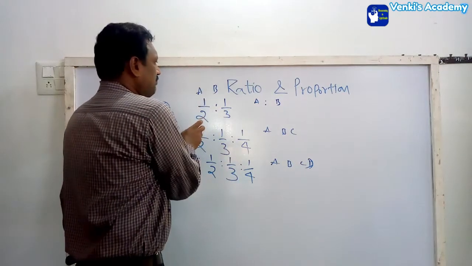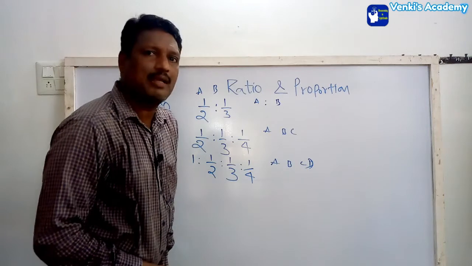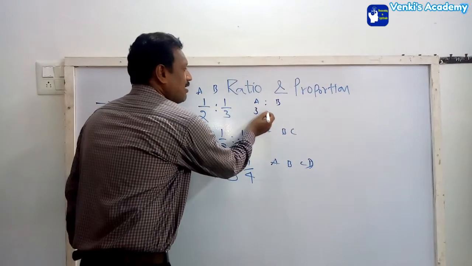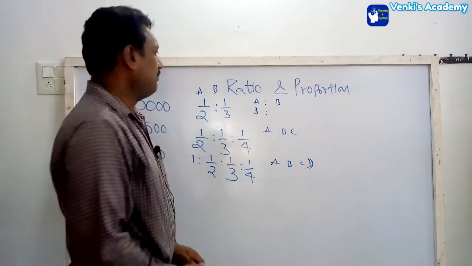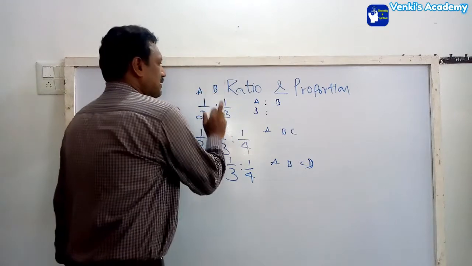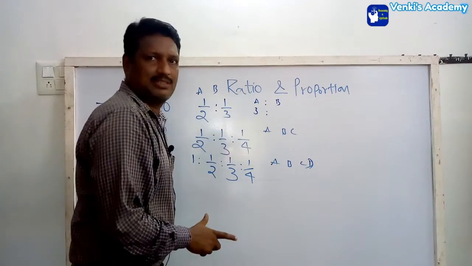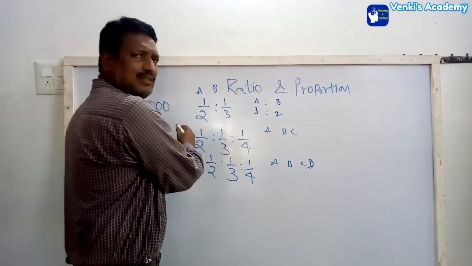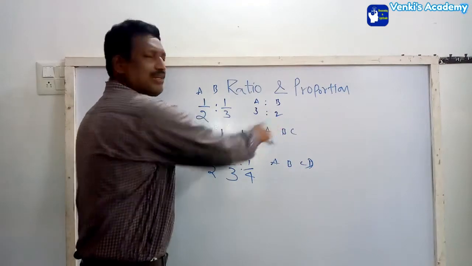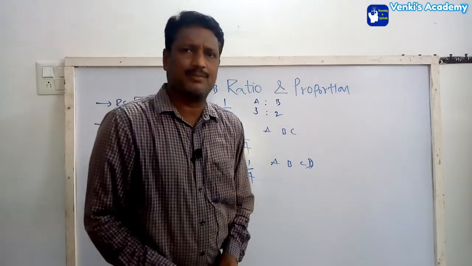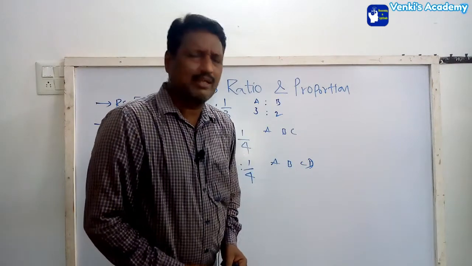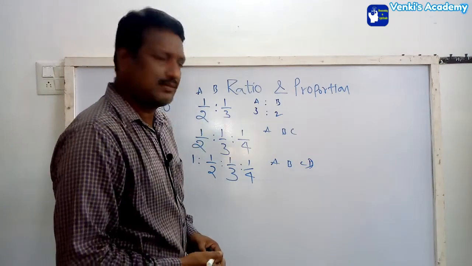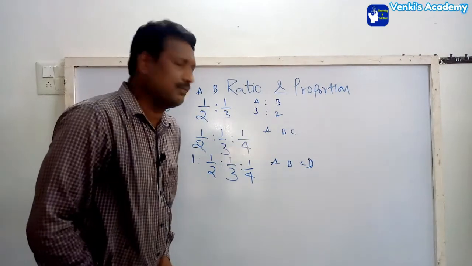Now, with LCM 6, how many times will each denominator go? 6 divided by 2 is 3, and 3 into 1 is 3. So that is the value of A. Similarly, 6 divided by 3 means 2 times, and 2 into 1 is 2. So the ratio is 3:2. We can take cross multiplication, 3 times 1 is 3 and 2 times 1 is 2, so we get 3:2. Or else we can take the LCM value. Depending on our convenience, we can do either. If there are only 2 fractions, we can do cross multiplication. If more than 2, we should take the LCM, no problem.